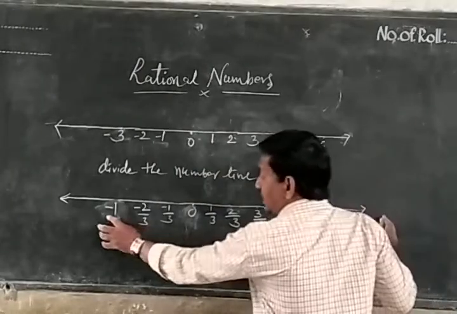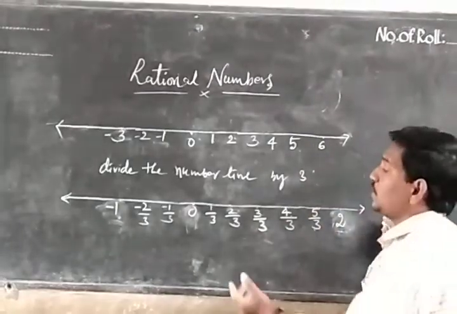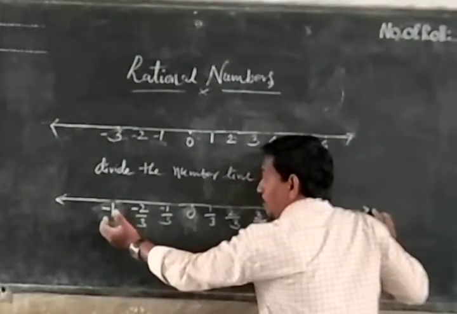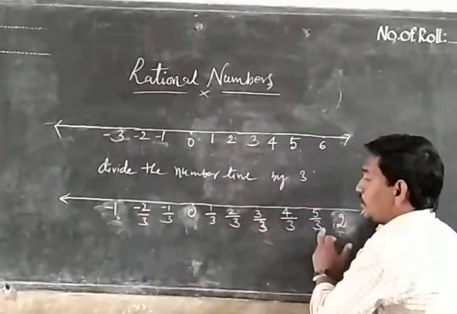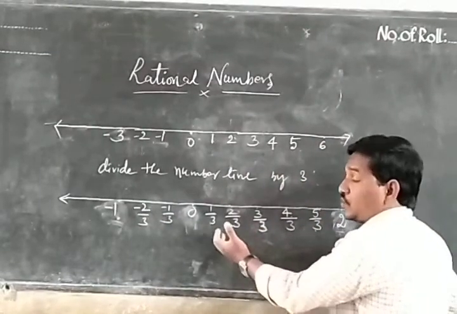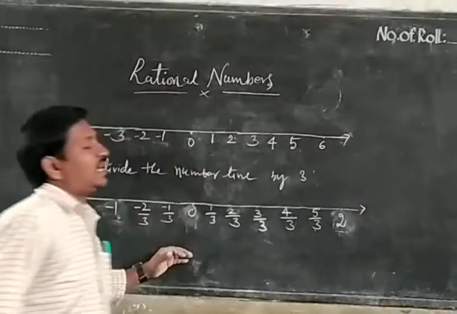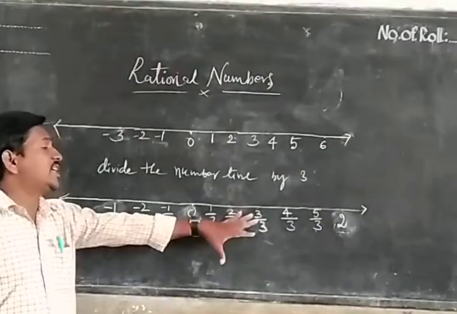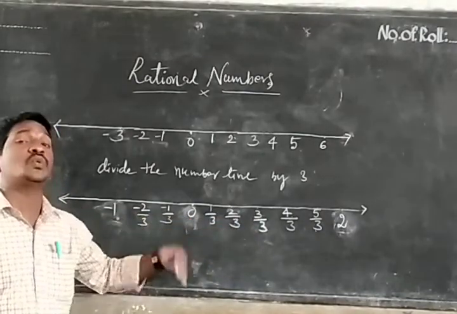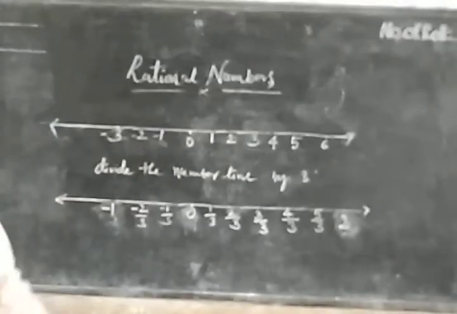So minus 1 is a rational number. 2 is also a rational number. So between minus 1 and 2, you can imagine so many rational numbers like that. So by using the number line, you can calculate the rational numbers between two rational numbers. Okay, draw it.